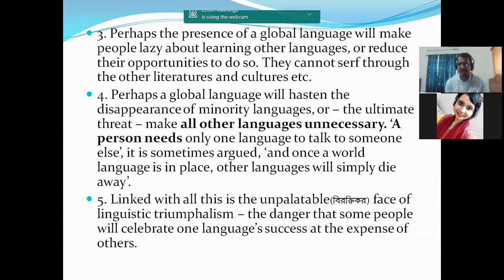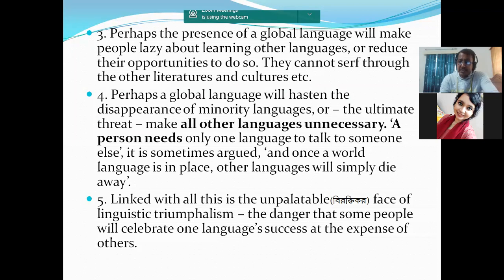It doesn't matter, some negative feelings. But the point is that the global language will make people lazy to learn other languages. They will see that, yes, we know the global language, there is no necessity of learning other languages, no necessity of taking pains to learn other languages. So that is the general phenomenon you will be noticing all over the world.